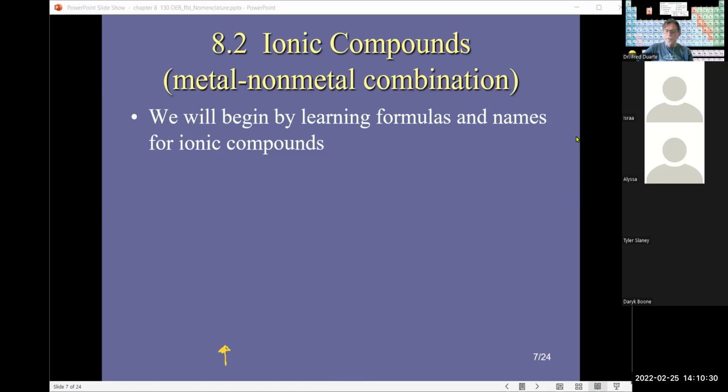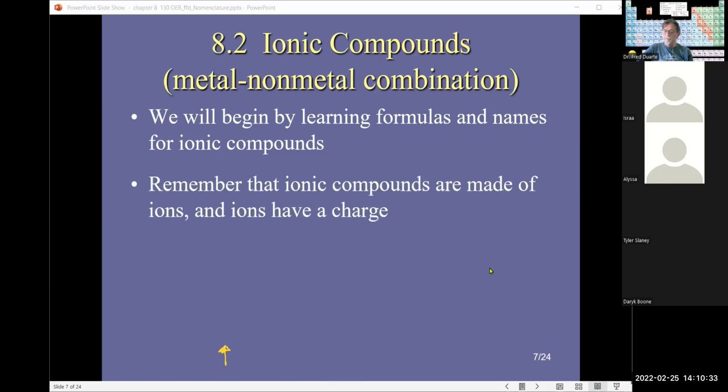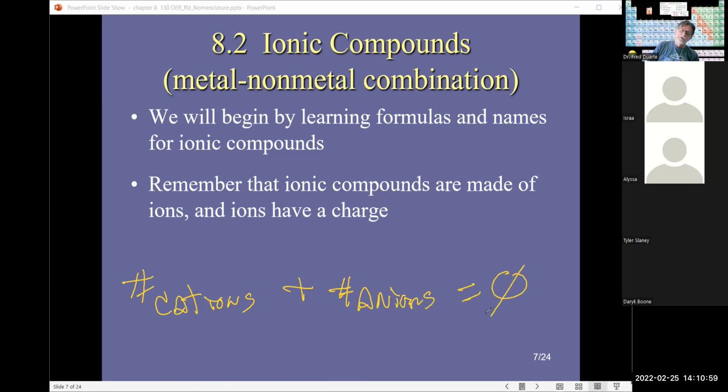Ionic compounds, metal and non-metal combination. We begin by learning the formulas for names. Remember that ionic compounds are made up of ions, and ions have a charge. Okay. Now, the general formula to remember is, I can write it this way: the number of cations plus the number of anions, when you put these together, should equal 0, okay? So you got to add enough cations and enough anions to equal 0. And that equation will do very well for like 99% of what you're doing.